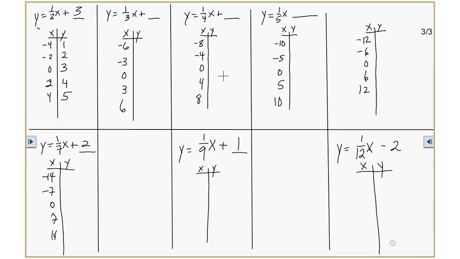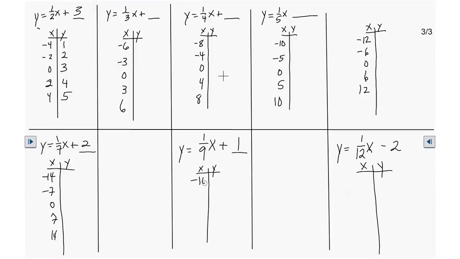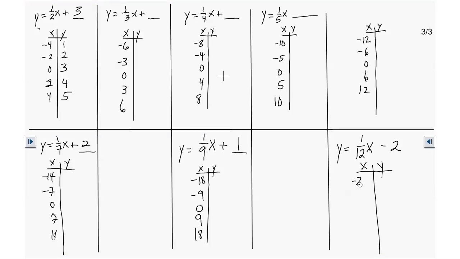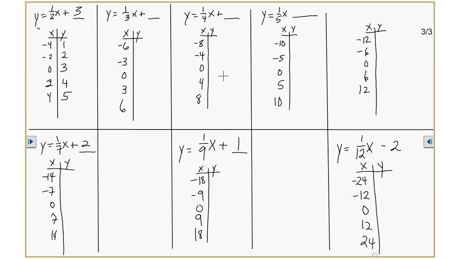What numbers am I going to pick for 9? 9 and 18. What about the 12? Maybe 12, 0, 12, 20. Now do that math.